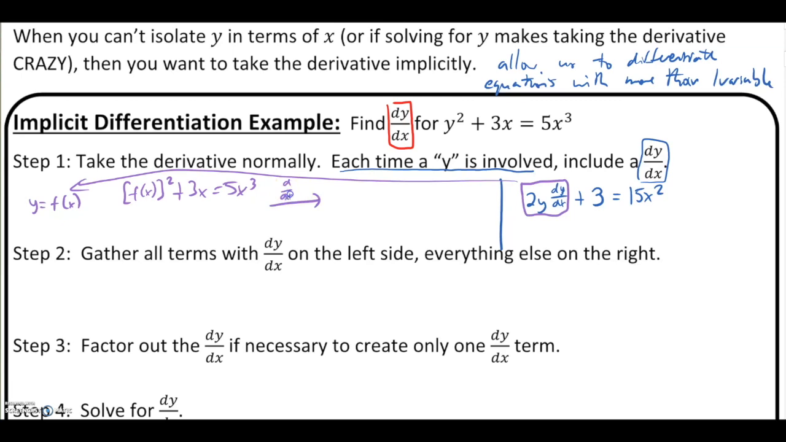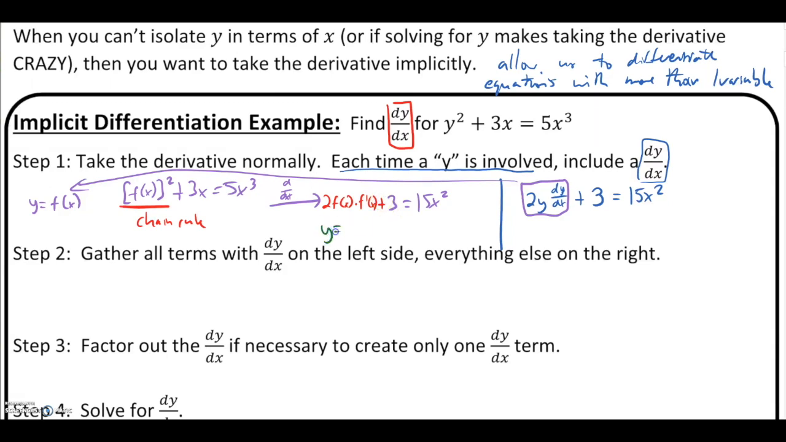And differentiating this with respect to x would yield 15x squared on the right side. That 3x would still become a 3, but notice how now for this piece right here, we would have to apply the chain rule with this function of x being squared. And that would yield 2 times f of x times the derivative of the inside function, f prime of x.